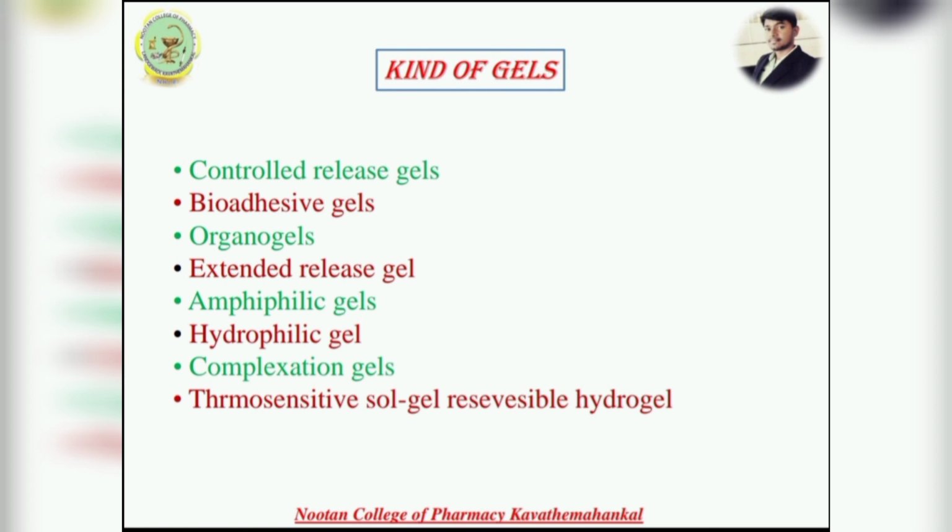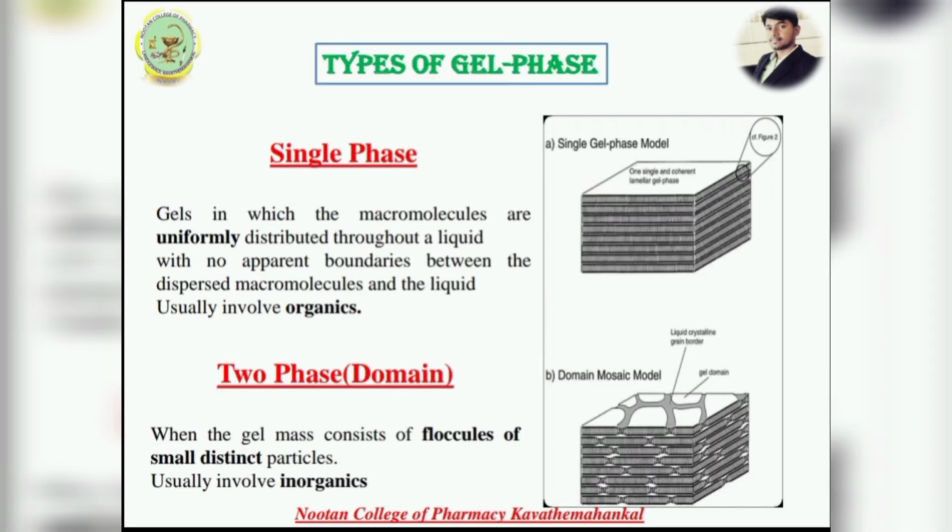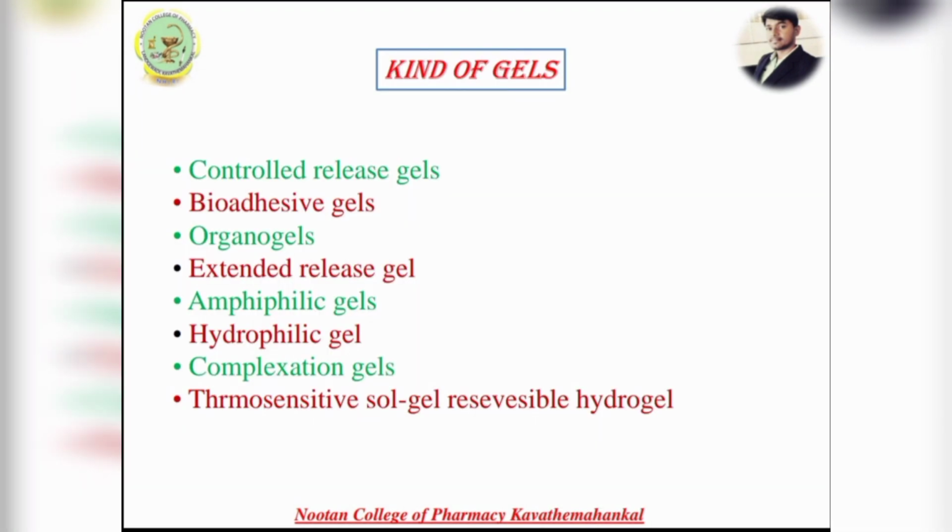Second, the kinds of gels: controlled release gels, bioadhesive gels, organogels, extended release gels, amphiphilic gels, hydrophilic gels, complexation gels, thermosensitive gels, and reversible hydrogels. There are various kinds of gels. In the last slide we learned the types of gels, the single phase and the two phase domains. These are the kinds of gels we have to learn.